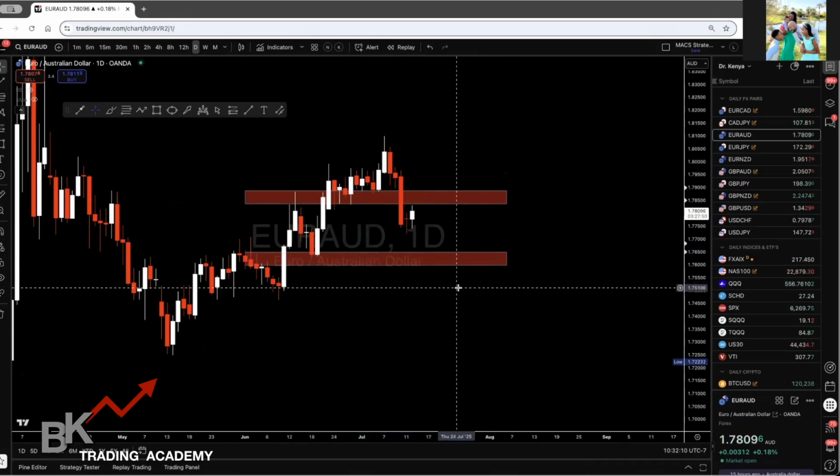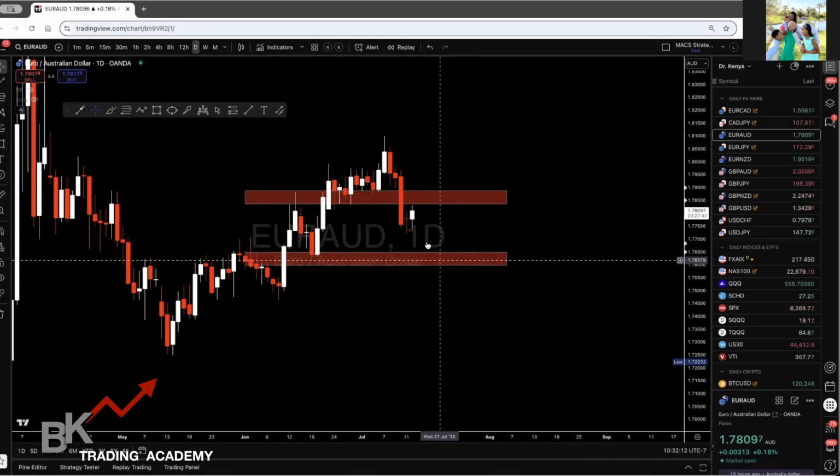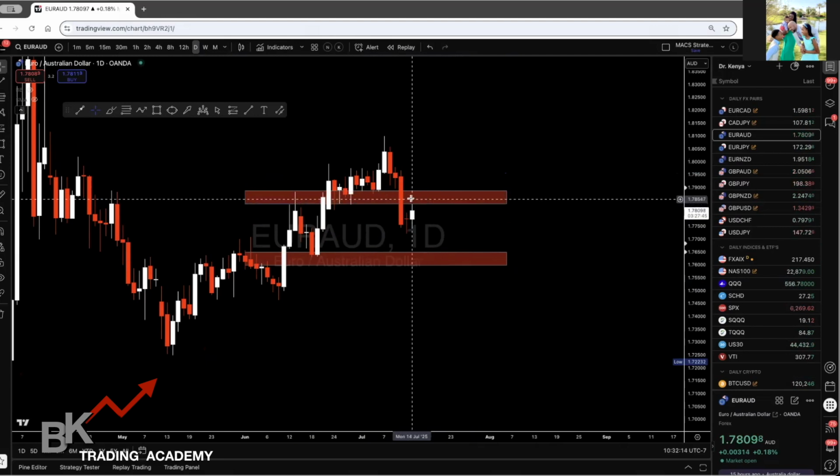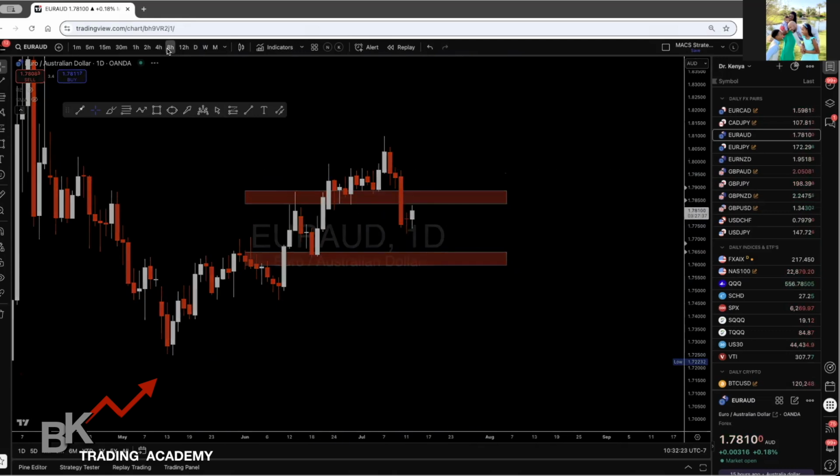So this is beautiful. What we'd want to see right now on the daily, if we wanted to short, is price to move back into this area where there was previous resistance turned support. This would be our retracement where the price would move into. Now moving down to the 8-hour intraday.